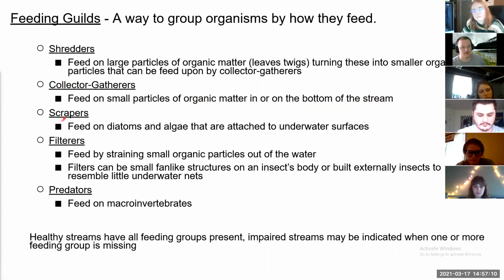And then your scrapers here will feed on diatoms and algae. They're attached to underwater surfaces. Filterers, they feed by straining small organic particles out of the water. So these are your even smaller particles. And the filters on these could be like fan-like structures on an insect's body, or they could be built externally to resemble little underwater nets.